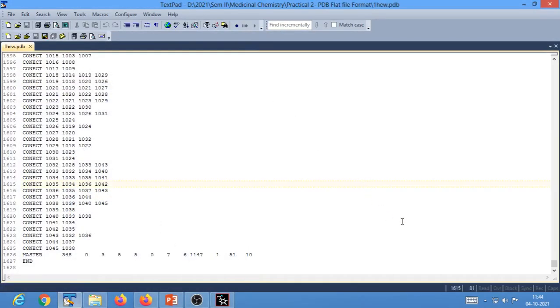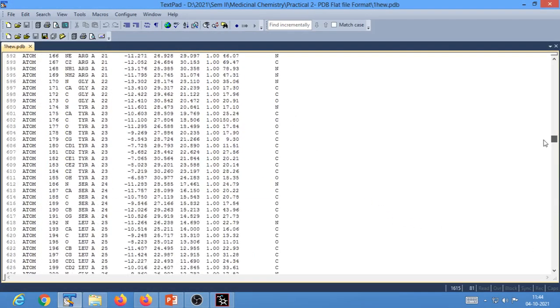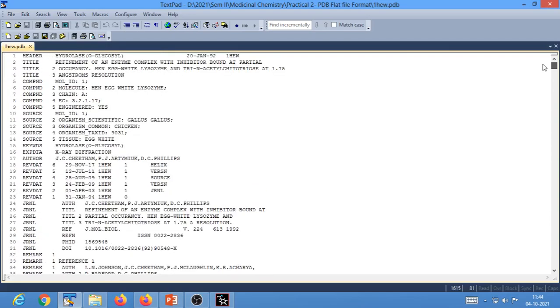Okay, so now our objective is to explore what the different keywords, or the different lines, present in your PDB file are, and what they signify. First we will try to understand that, and then we will try to correlate what data is read from this PDB file to generate the three-dimensional model. That is what we will do today.